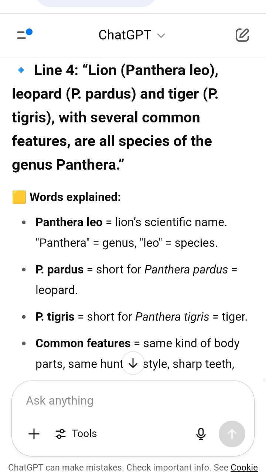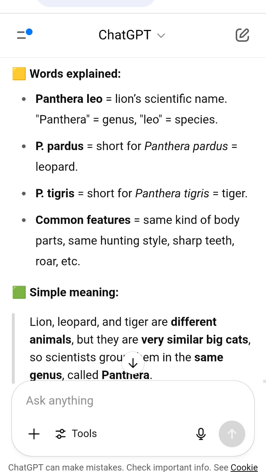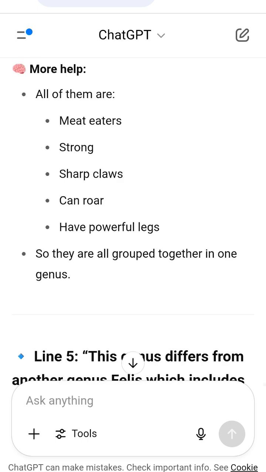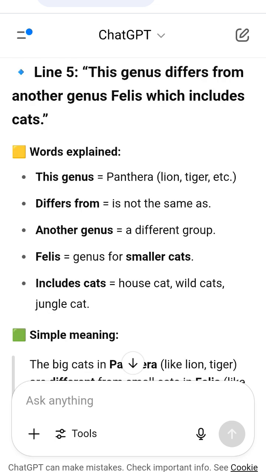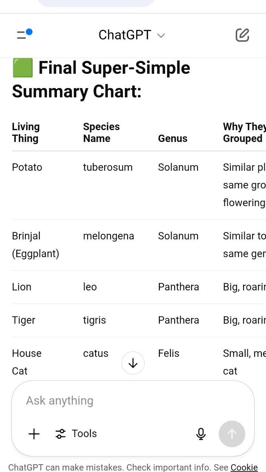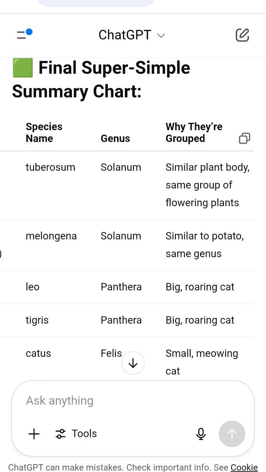Words explained. This genus, Panthera, lion, tiger, etc., differs from equals is not the same as. Another genus equals a different group. Felis, genus for smaller cats. Includes cats equals house cat, wild cats, jungle cat. Simple meaning. The big cats in Panthera, like lion and tiger, are different from small cats in Felis, like house cats. So they are put in different genera. Help. Big cats can roar, genus Panthera. Small cats can purr or meow, genus Felis.